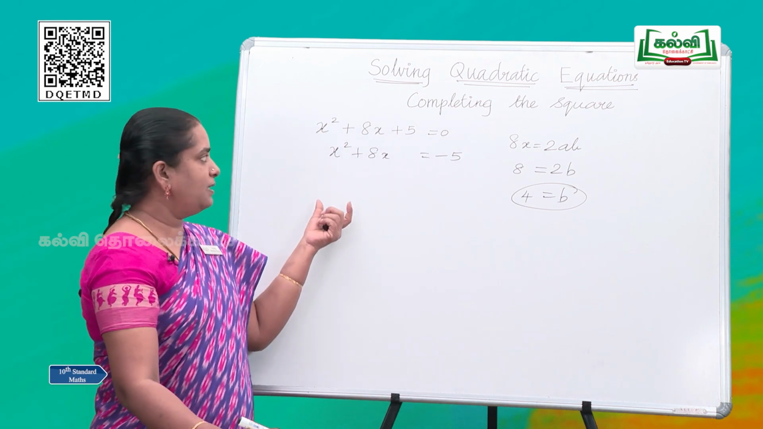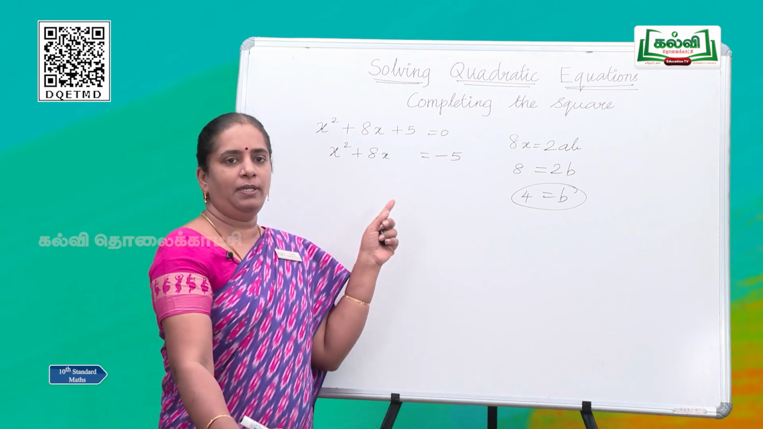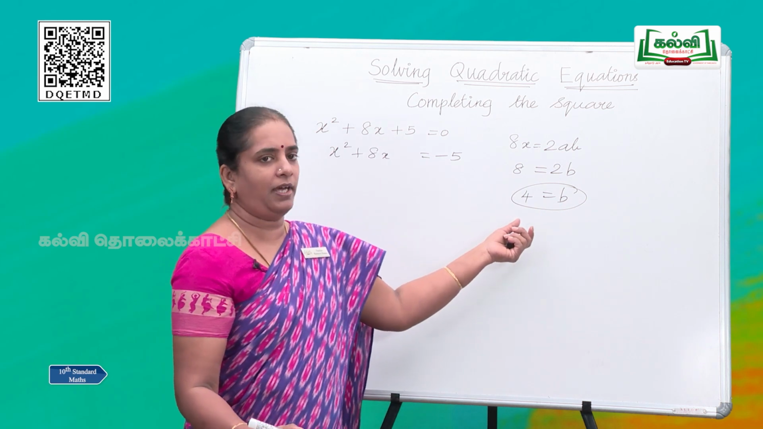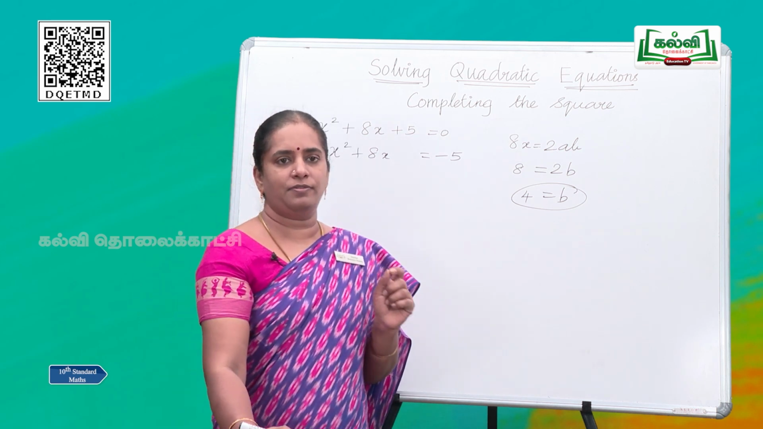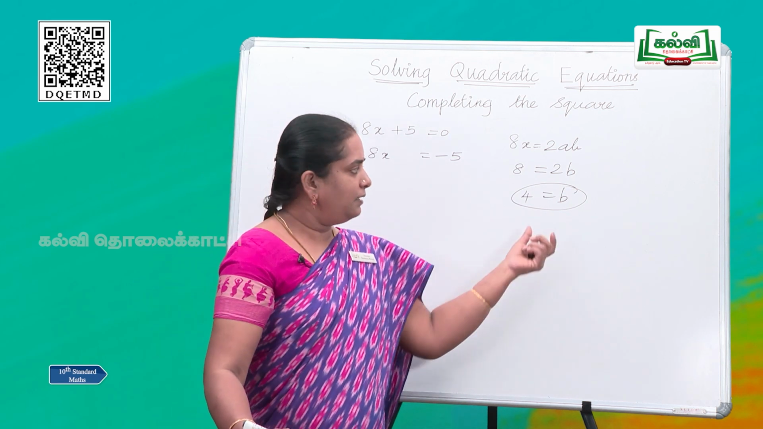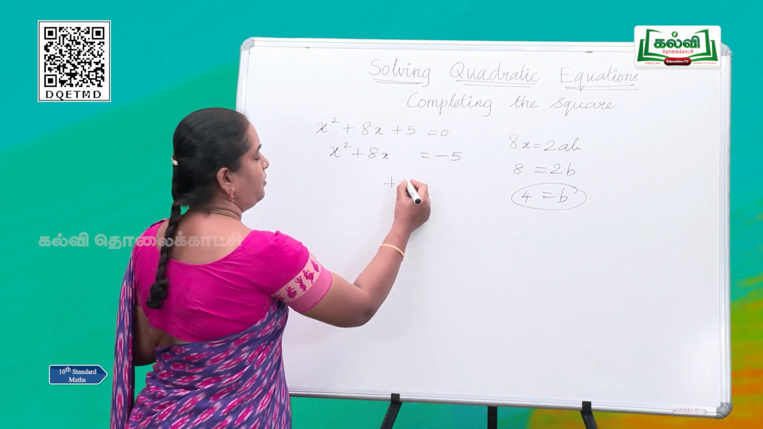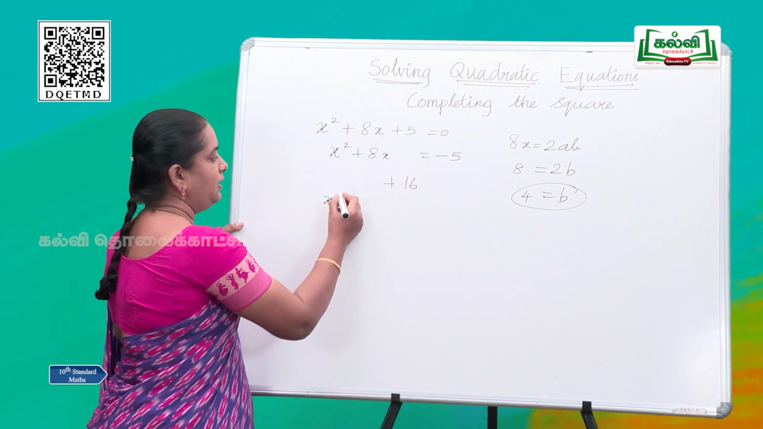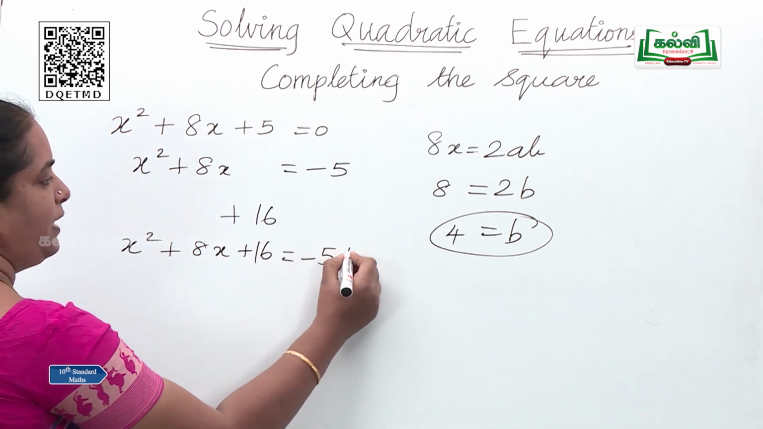So, what do we need in this? What is incomplete now? On the left side we have a square plus 2ab. What is left? Yes, only b square is remaining. So, we have the value of b here. We are going to add b square. Whatever is added on the left side should be added on the right side also, you know that very well. So, we add b square, that is 4 square, on both sides. What is 4 square? Yes, 16. Add 16 on both sides. So, x square plus 8x plus 16 is equal to minus 5 plus 16.